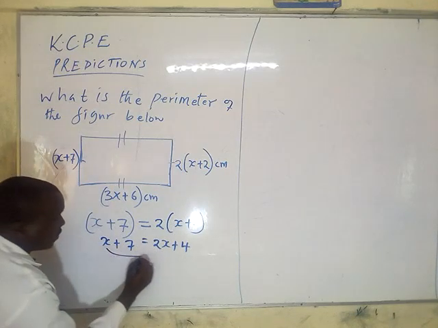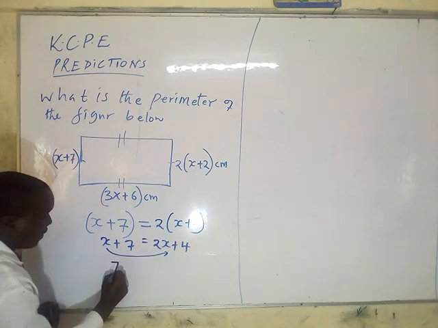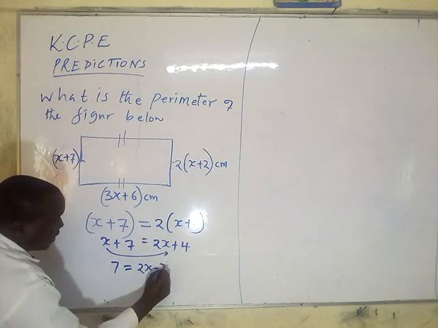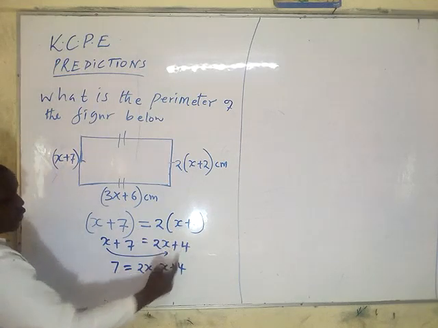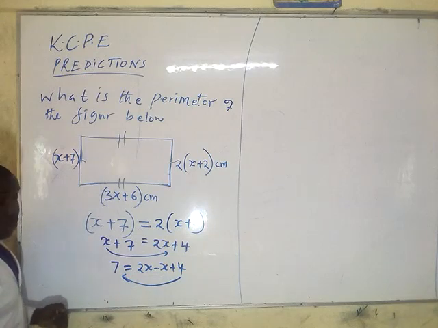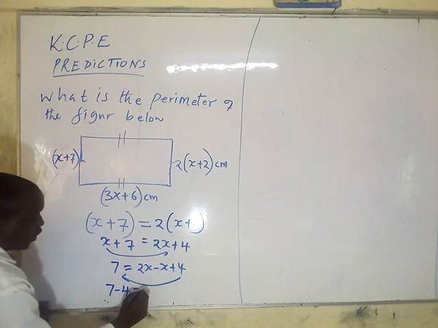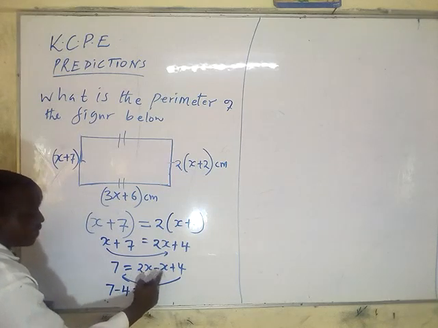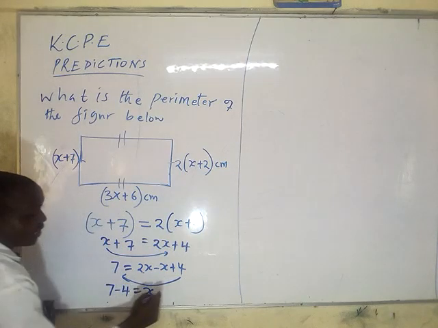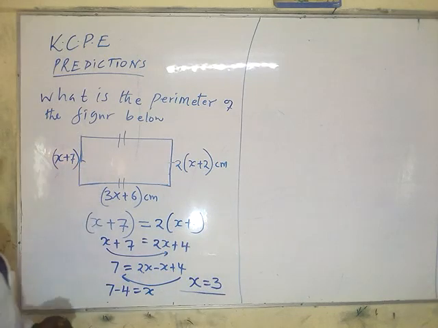So x, take this x here. Ikifika pale inakuwa subtraction kwa sababu hapa iko positive. So we will have 7 equal to 2x minus x plus 4. Hii 4 iko hapa, tuilete pande hii, like terms together. Ikifika hapa itakuwa subtraction, ita minus. Kwa hivyo ni 7 minus 4 is equal to x. 2x minus x, the answer is x. Kwa hivyo 7 minus 4, the answer is 3. Inamaanisha kwamba x ni 3. The value of x is 3.